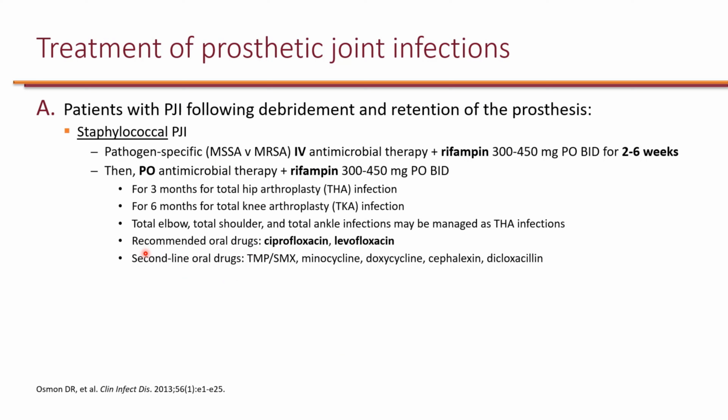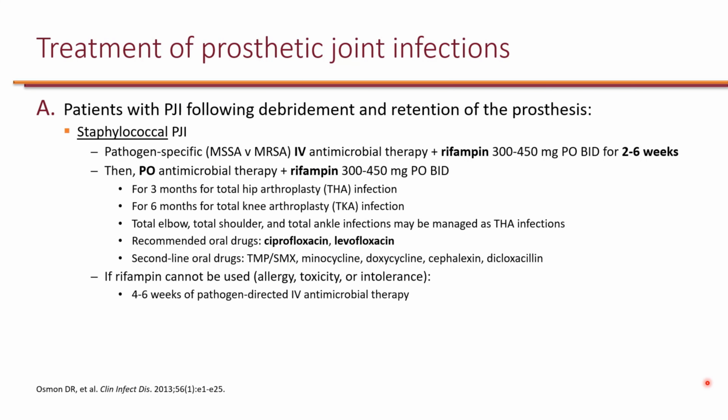And then second line agents include trimsulfa, minocycline, doxycycline, cephalexin, and dicloxacillin. So if this happens to be MRSA, we may need to use one of these second line agents that are active against MRSA. Trimsulfa, minocycline, and doxycycline are typically active against MRSA.